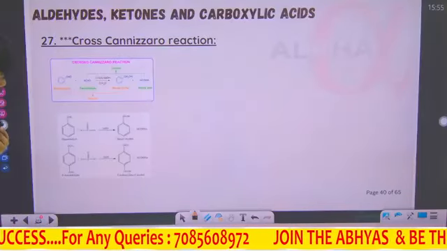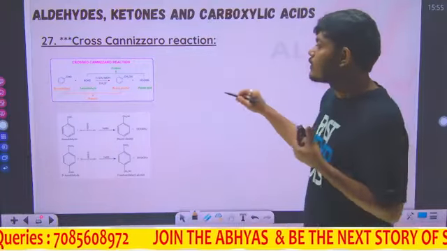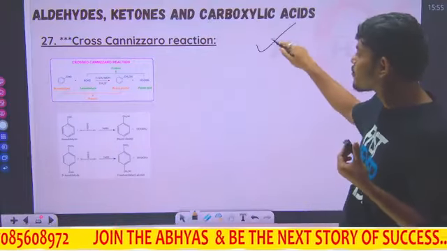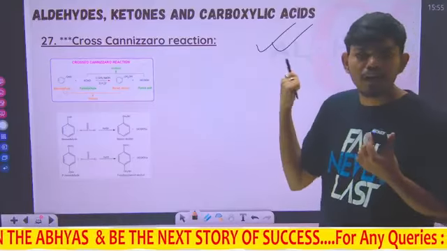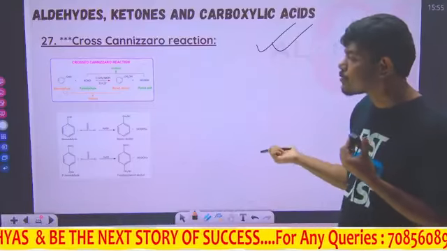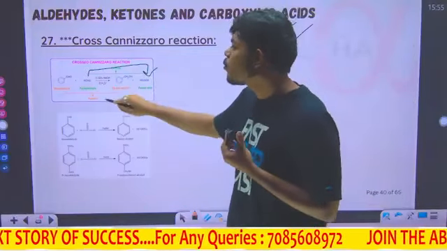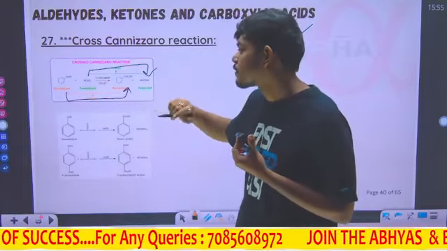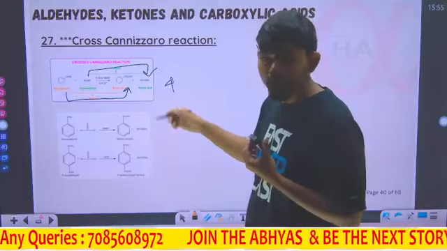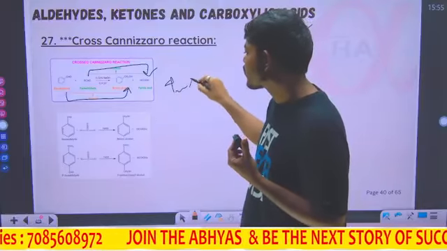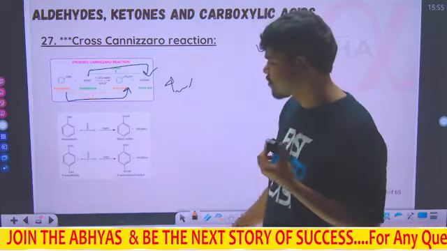Moving on, we have the cross Cannizzaro reaction. Important, you can look after it. This can come in your exam. Here both species will lack alpha hydrogen. Then one species will be oxidized and one species will be reduced. This will get reduced, this will get oxidized. A number of byproducts are formed here, I guess a total of 4 byproducts. This reaction is not that efficient.